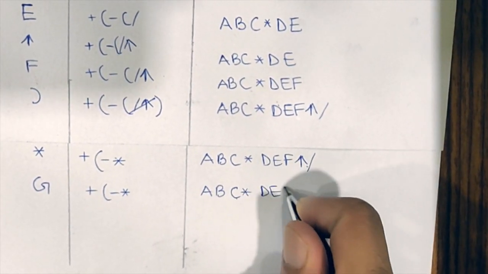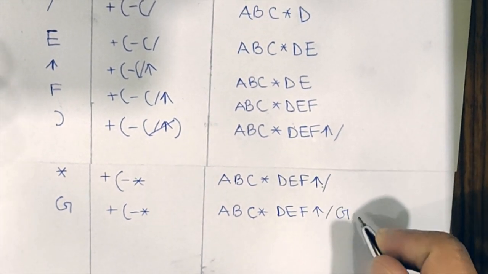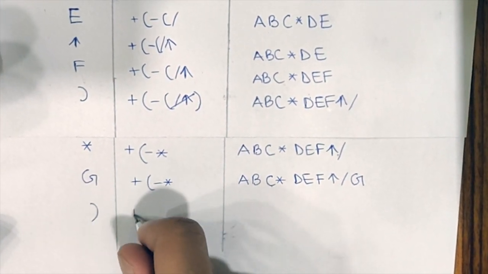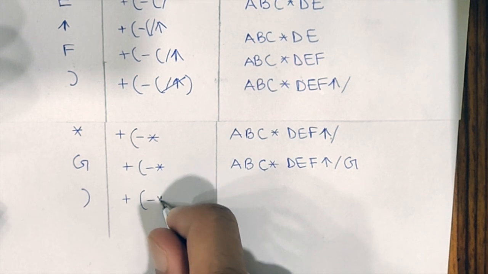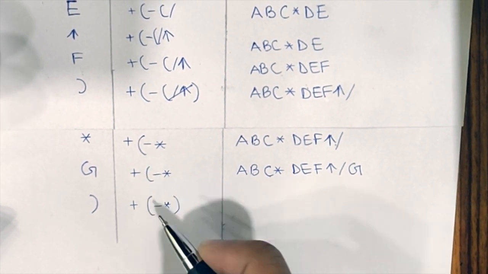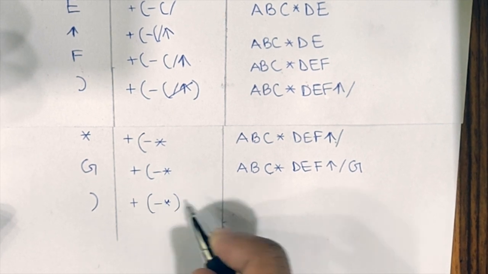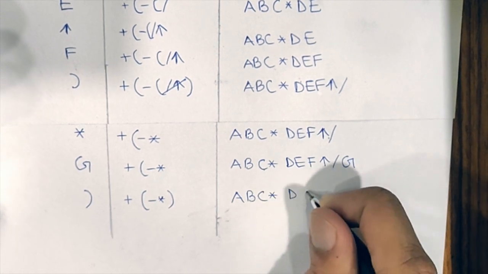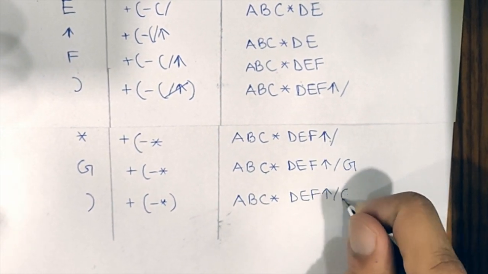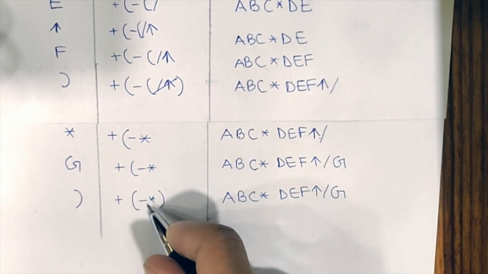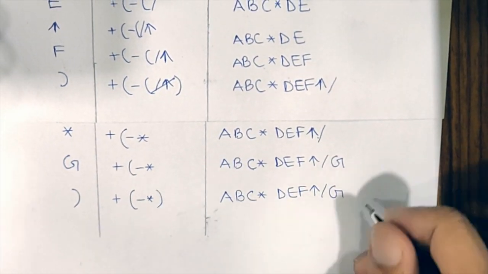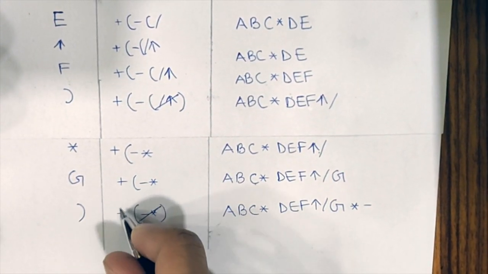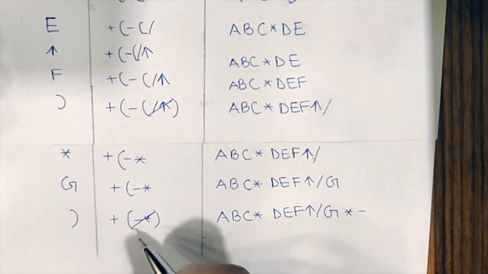Okay, so DEF exponent slash G. Okay, so this is the expression, and after that there was a closing bracket. Okay, so closing bracket plus, shouldn't again write this, but this should be understood that this is going to be popped out here. So this would be ABC star DEF exponent slash G. This is as it is from here, and then this one is getting popped. Okay, because closing brackets. Okay, so star minus, so this would have given you just a plus here. Don't write this one.